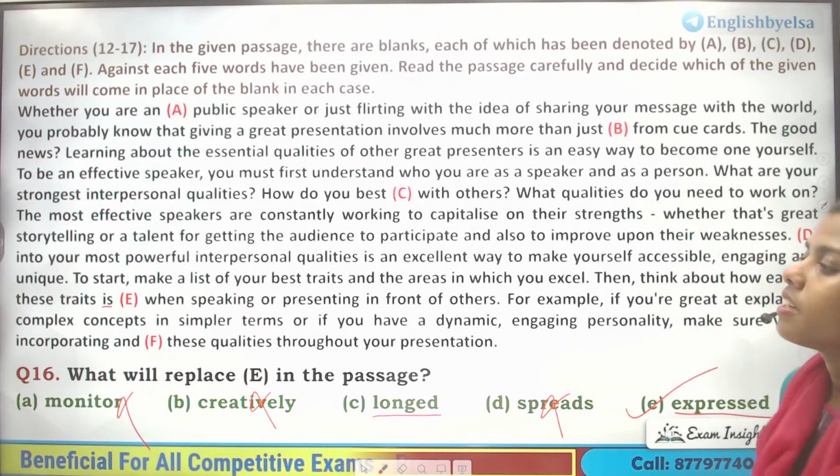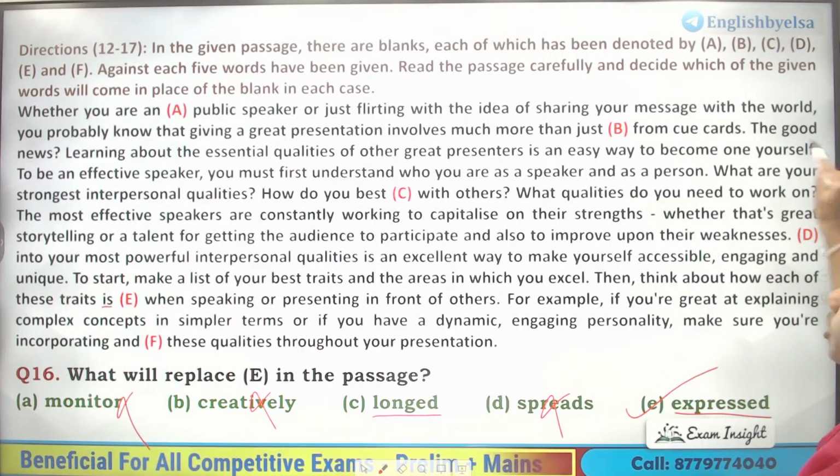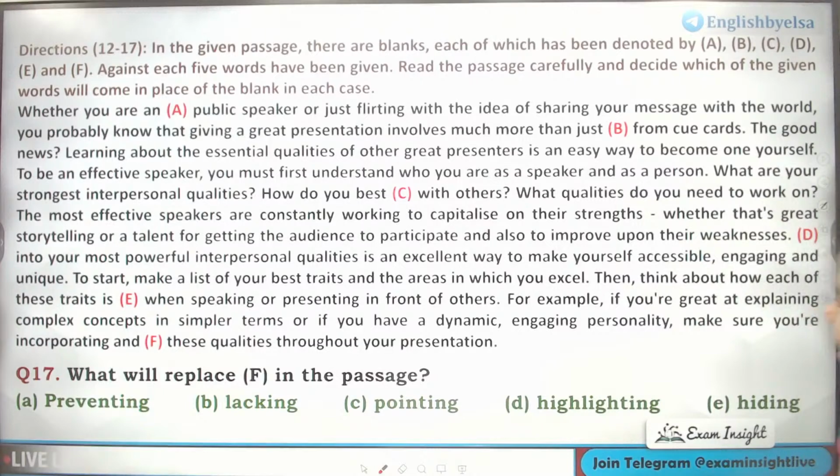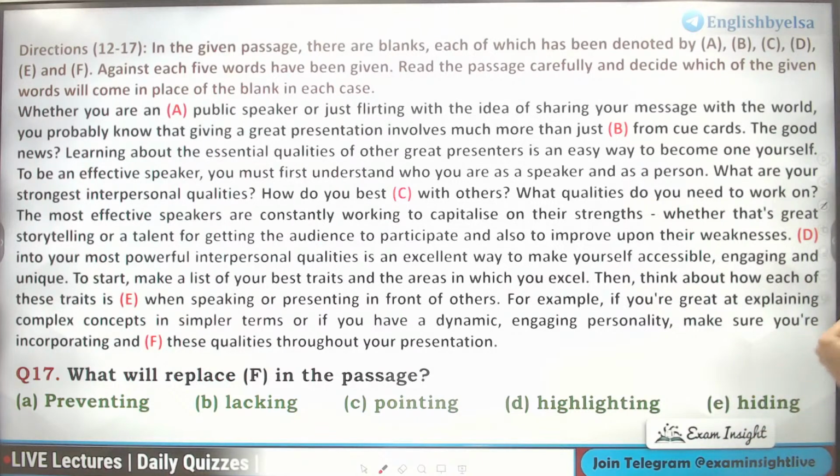Expressed. These traits is expressed when speaking or presenting in front of others. For example, if you are great at explaining complex concepts in simpler terms, or if you have a dynamic, engaging personality, make sure you're incorporating these qualities throughout your presentation.